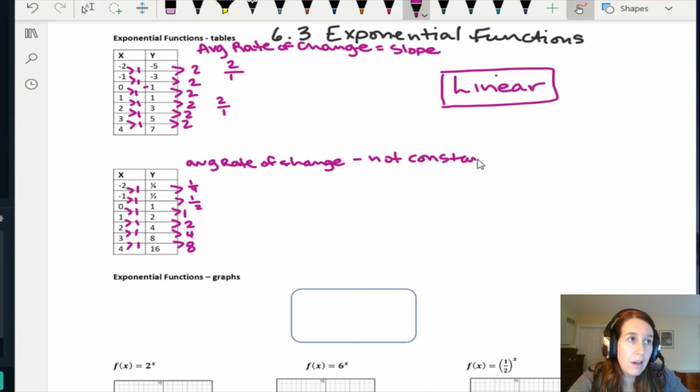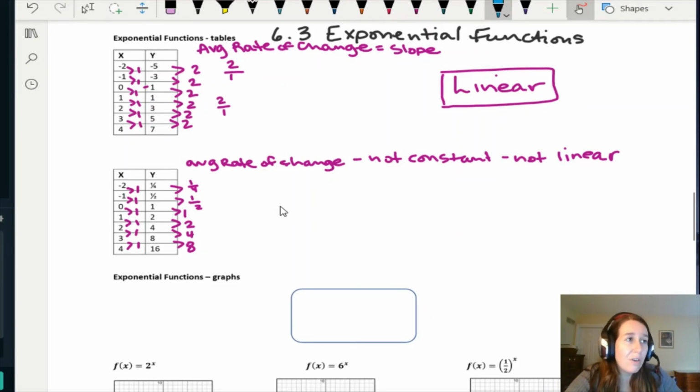If that's not constant, then we know that it's not a linear equation. It might not be an exponential equation, but it's definitely not a linear equation. So what we want to do next is see how the y values are changing. As the x's go up by 1, what are the y values doing? I think it's easier to see once you get out of the fractions and then just confirm it with the fractions, especially if you're a little nervous about fractions.